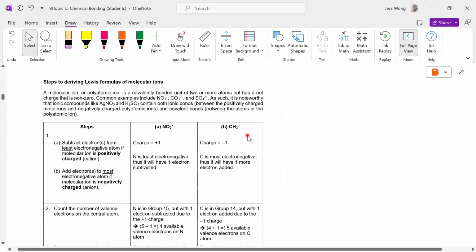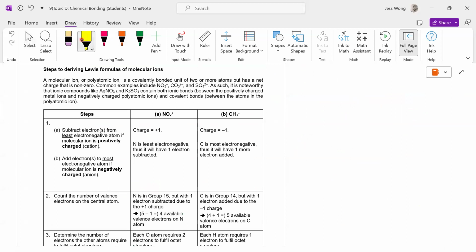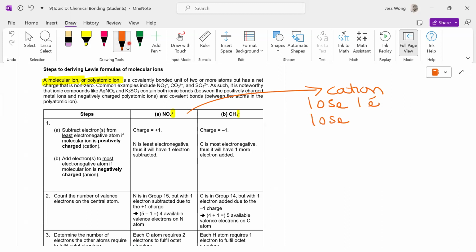Now, what about ions? If you have an ion, whether it's a polyatomic ion or a molecular ion, sometimes they carry charges, right? You may have positive charges, negative charges. So if you have a positive charge as a cation, what do you do? You have to lose an electron. And where do you get the electron from? You lose an electron from the less electronegative atom.